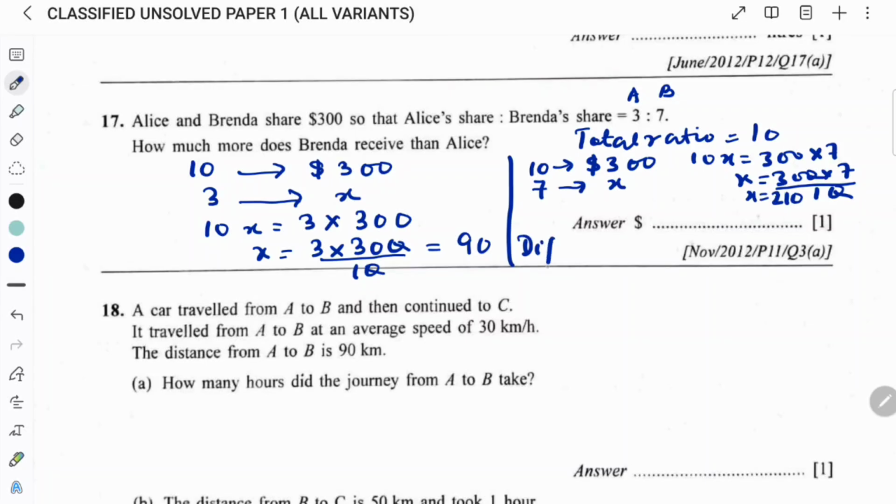So the difference between their shares is 210 and 90. You are going to find out the difference. And 210 minus 90 is equal to 120. All right, so 120 is the answer.